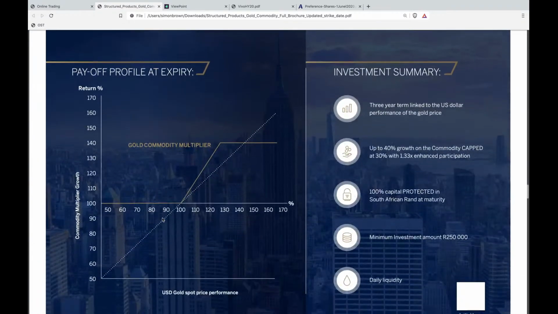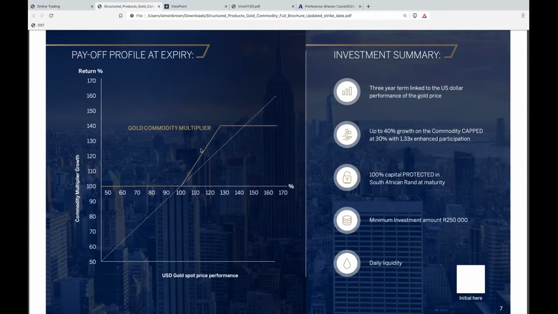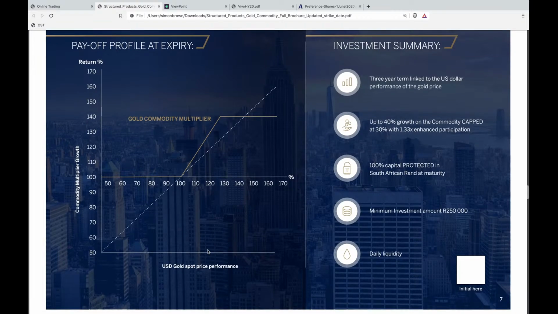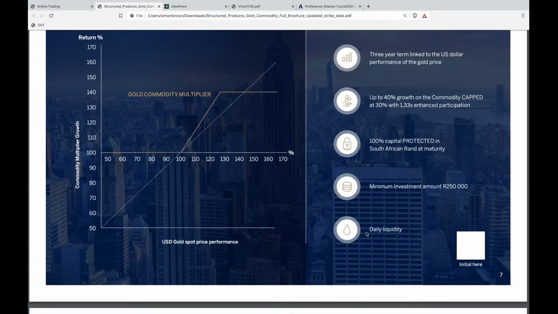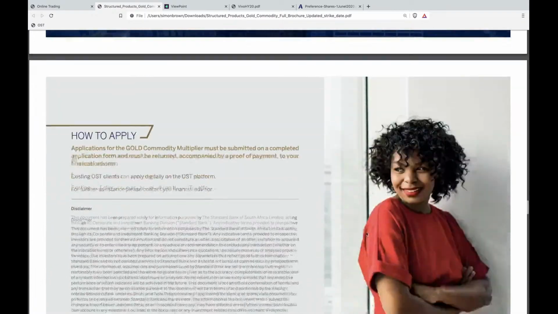So a nice visual representation. You get that outperformance as gold goes, but as soon as you hit the cap, it just taps its way out, and you're not going to get any better performance than the 40% return. This is obviously gold in dollars, and of course, you will get your money back, no questions asked. There's two scenarios where you don't get your capital protection. The one scenario is you exit early, and the other is that Standard Bank goes to the wall. There is daily liquidity, although, and I stress again, daily liquidity does not give you that capital protection.